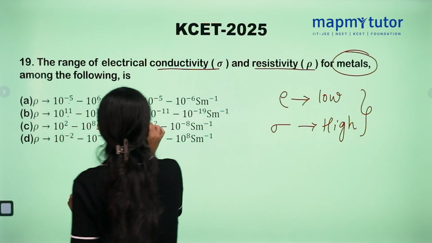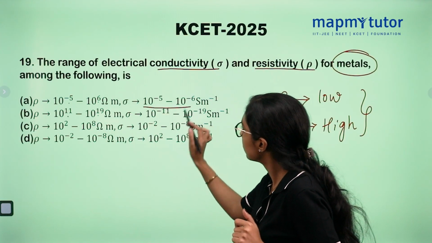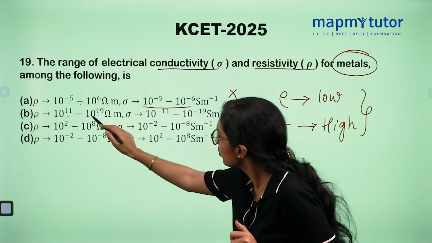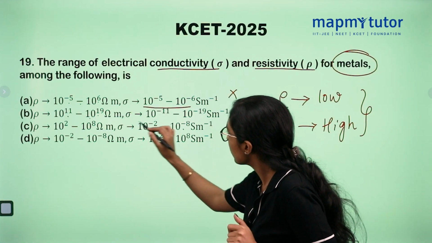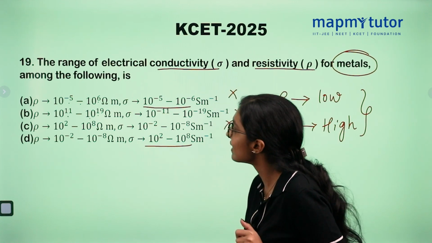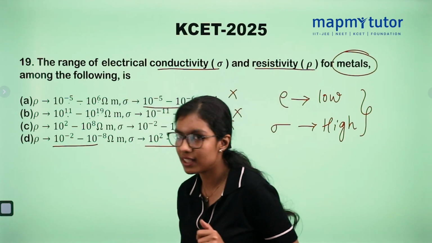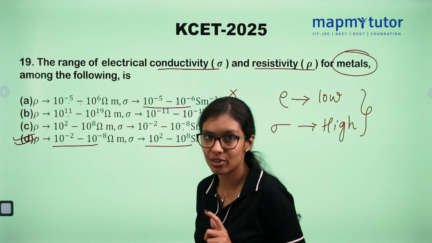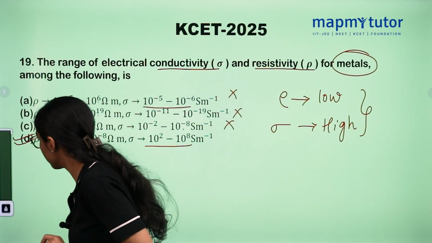Now see, here your conductivity is very low as compared to resistivity. So it's not correct. Same here also. Same here also. But you see option D. The conductivity is larger as compared to your resistivity. And hence option D is correct. So this is how you play with your options and work with elimination method.